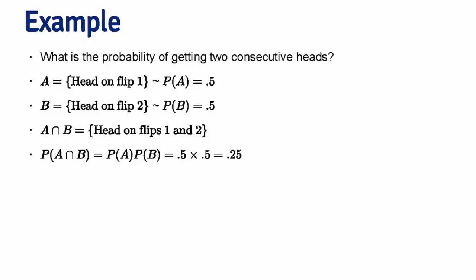Let's go through a numerical example. What is the probability of getting 2 consecutive heads? Well, let's define A as the probability of getting a head on flip 1 and B as the probability of getting a head on flip 2. Both probabilities are 0.5. In this case, we're assuming a fair coin. A intersect B is the event of getting heads on flips 1 and 2. Because the events are independent, the probability of A intersect B is the product of the probabilities, and so we would say that it's 0.25. People do this calculation rather naturally. The problem is when people multiply probabilities when they shouldn't.